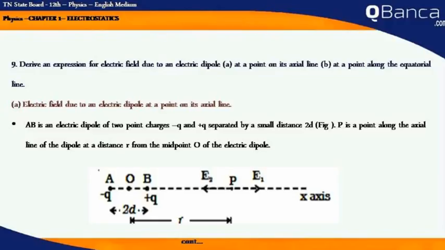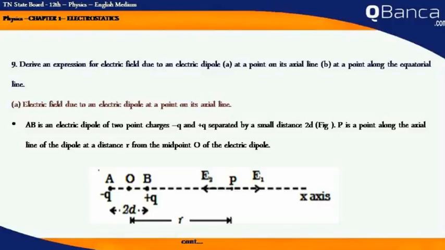Derive an expression for electric field due to an electric dipole A at a point on its axial line, B at a point along the equatorial line. Electric field due to an electric dipole at a point on its axial line.